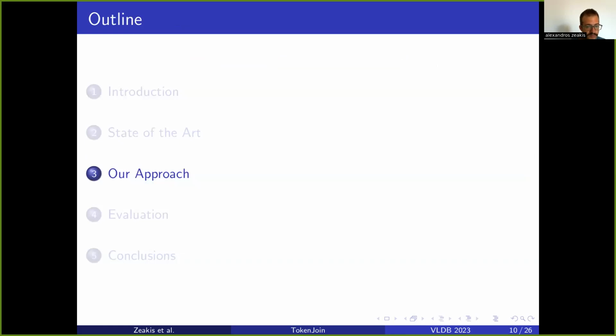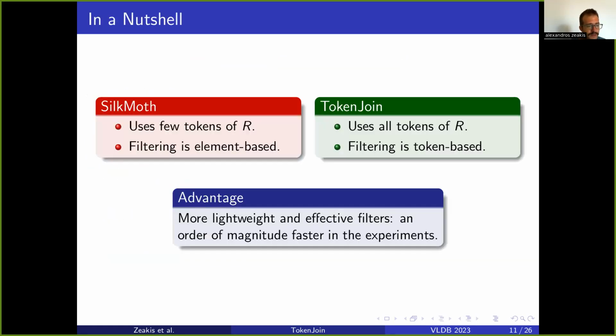Now let's move on to our approach. The key difference between Silkmoth and our approach is the following. Silkmoth uses only a few tokens of R and the filtering is element-based. Instead, our approach, called token join, performs token-based filtering and uses all tokens of R. As shown in the experiments, our filters are both more lightweight and effective, making our method around an order of magnitude faster.